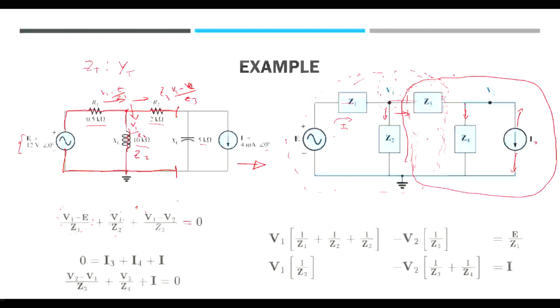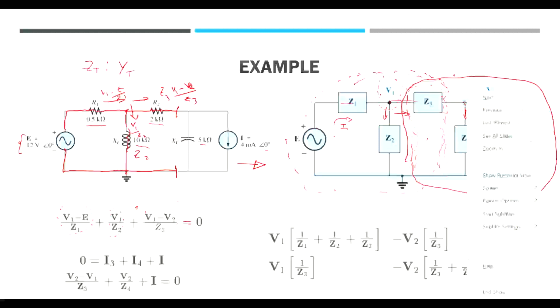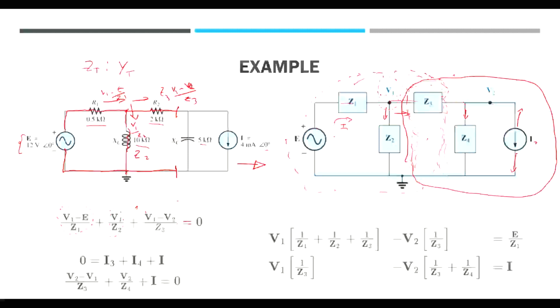So the first thing we know is that, okay, now this is going to be my high potential. So V2 minus V1 divided by Z3 is going to be right here. And V2 divided by Z4, because the potential is the top part going through Z4 to go to the ground. V2 divided by Z4, plus the current that is given in the problem, equal to 0.